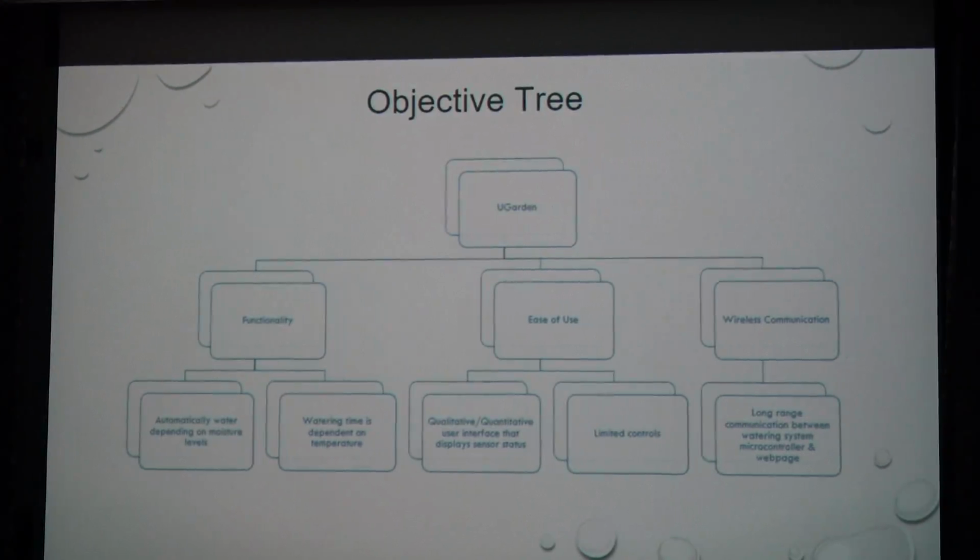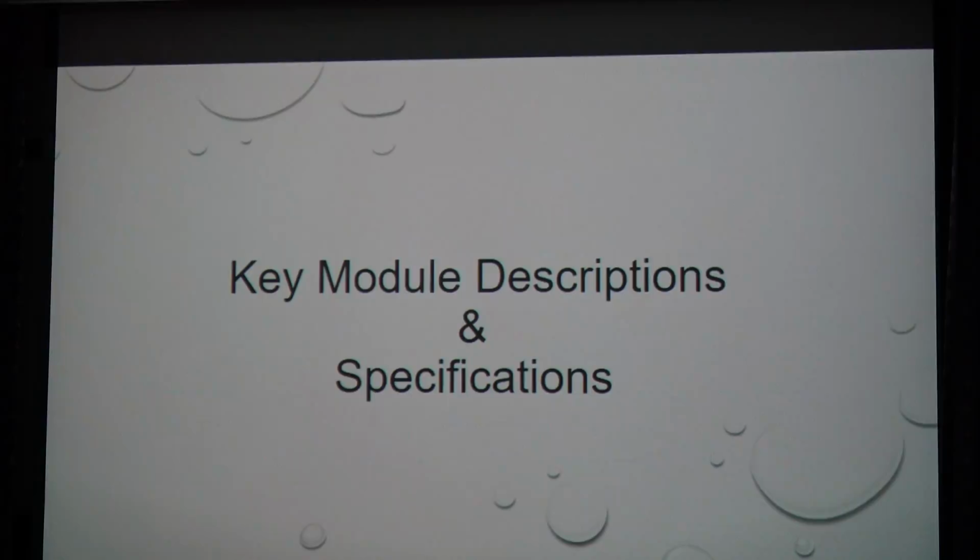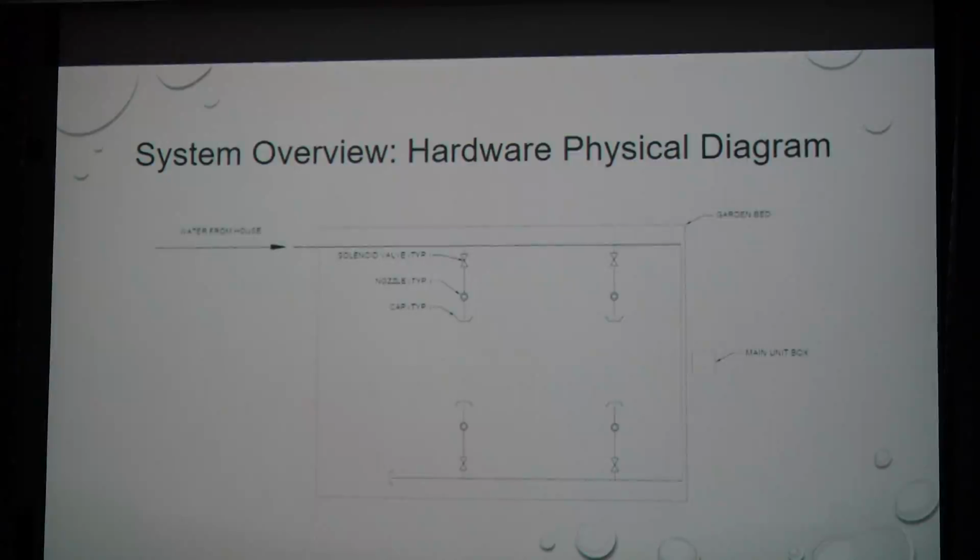For the previous slide, we have functionality, ease of use, and wireless communication. Now we're going to talk about the key modules of our project. So this is an overview of the hardware. We have the garden bed and then the piping system that runs through it. There are 4 branches off of the piping system, and each branch has a valve, a nozzle, and then a cap at the end.